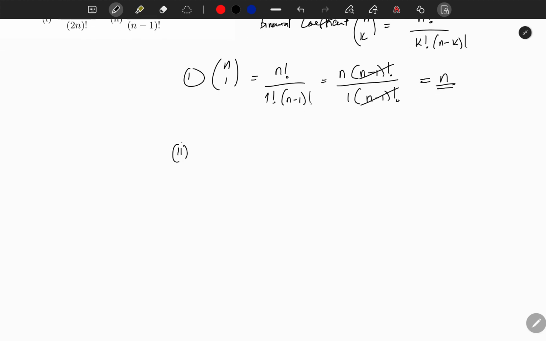Part 2, we are showing that n choose 2 is equal to n open bracket n minus 1 over 2. All right, so we do the same. So this will be n factorial over 2 factorial, then (n minus 2) factorial. Key thing is to eliminate this down here. How can you write this one here? We can write n factorial as n, n minus 1, then (n minus 2) factorial. You agree, right?